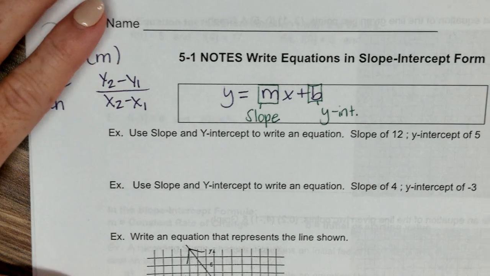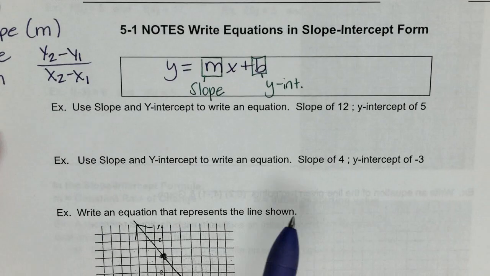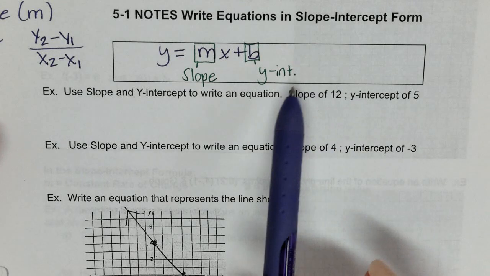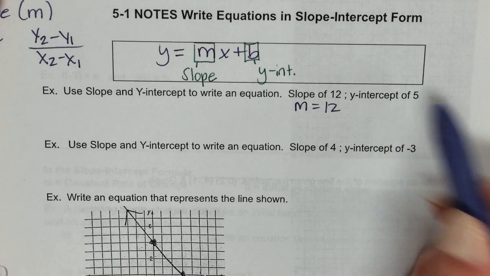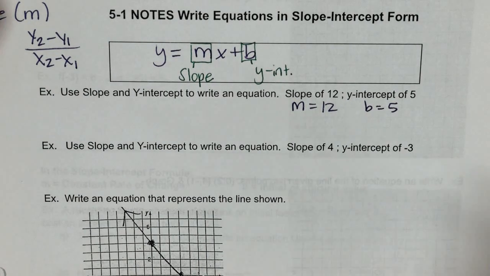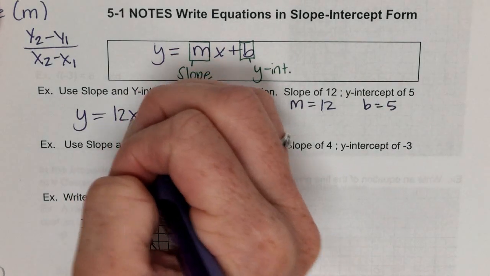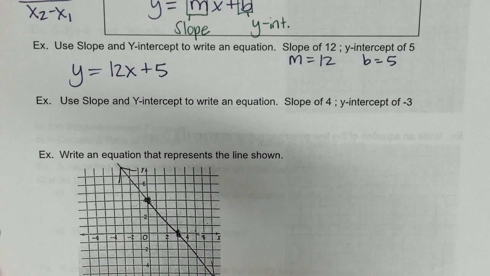All right, so again, when you're asked to write an equation that's linear, you need a slope and a y-intercept. So let's look at the first example. It says, use slope and y-intercept to write an equation. And then it gave you the slope, so the m is 12, and it gave you the y-intercept, so the b is 5. So then you would simply write the equation in that form. So your equation would be y equals, and instead of m, you would write 12. So 12x plus 5. And that's it. It's super easy. All right, do the next one on your own.